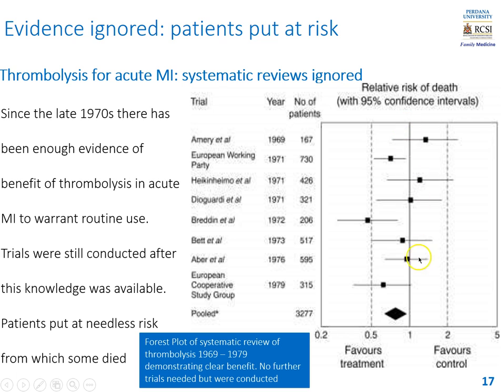This line in the middle is called the line of no effect, and if the trial result is either side of that and clear of the line, not touching the line and not crossing the line, then that result is significant. And this diamond at the end is called the pooled estimate. It's the pooling of the data from all of the trials to give us an overall outcome result.